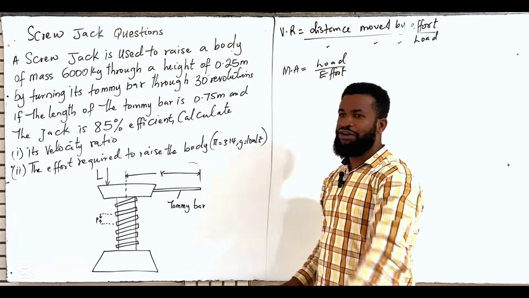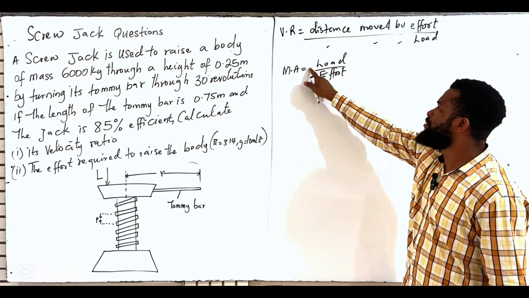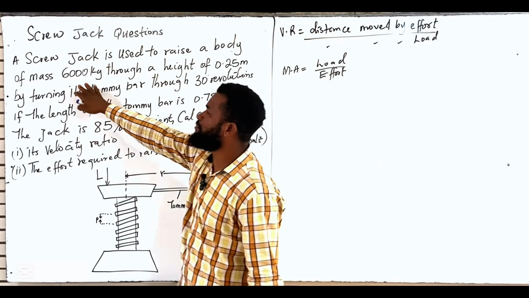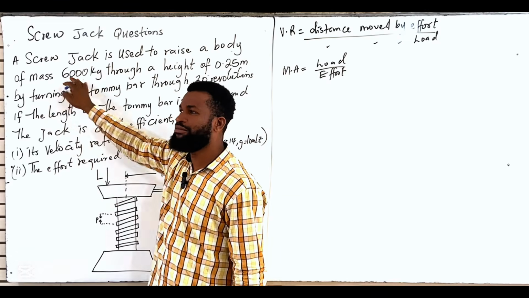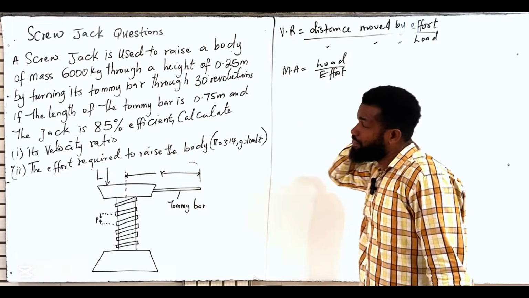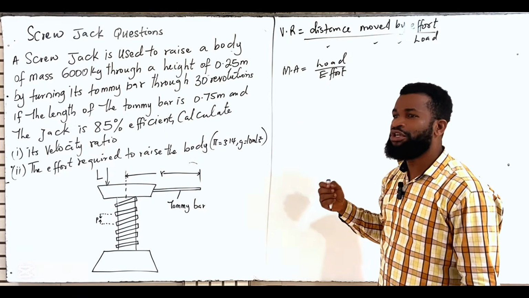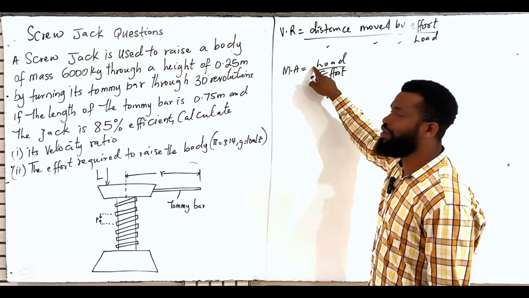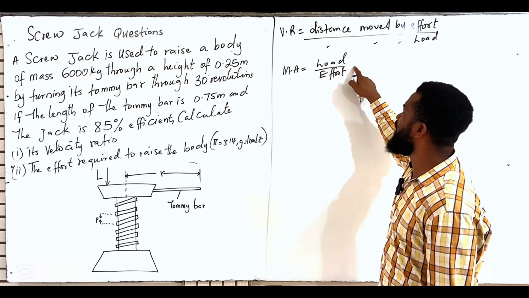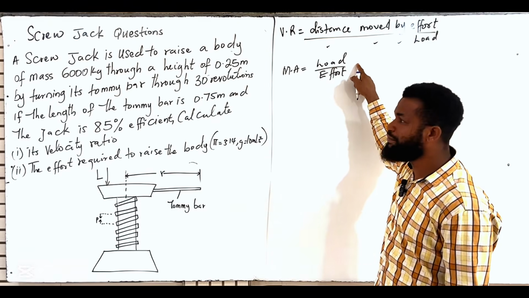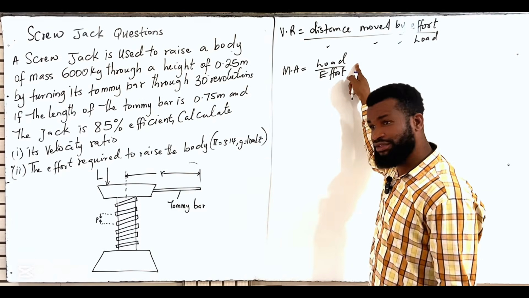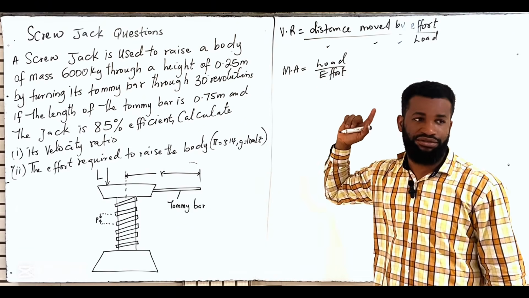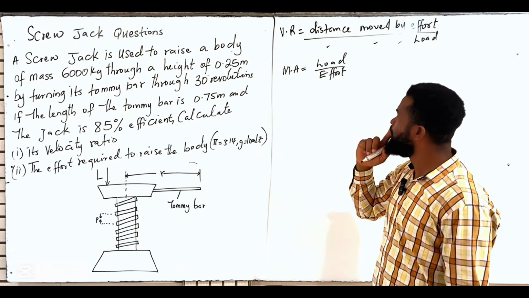Now, one thing I want you to know is this. Load can be expressed in Newton. Look at the load here. It's given as mass, in kilogram. But I can also express it in Newton by multiplying it by 10. So I will express it as weight. If I multiply it by 10, I'm going to have 60,000 Newton. I can also express effort in Newton as well. Do you understand? So that's what we are going to do.